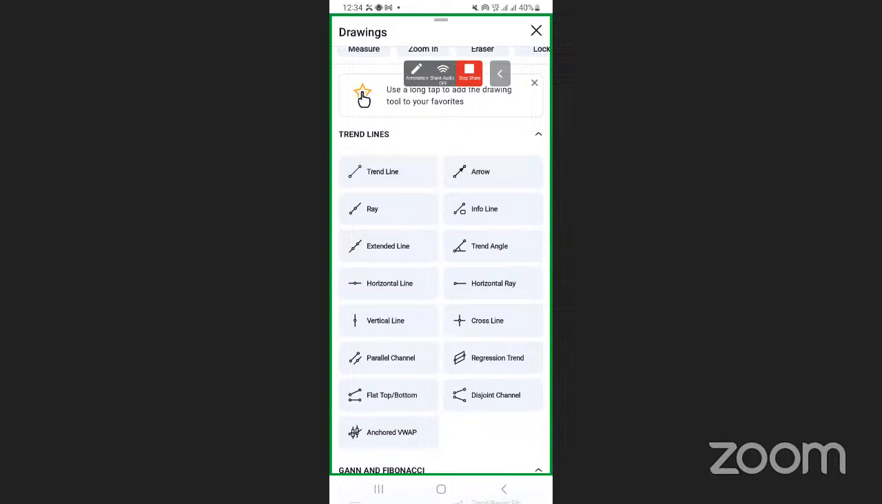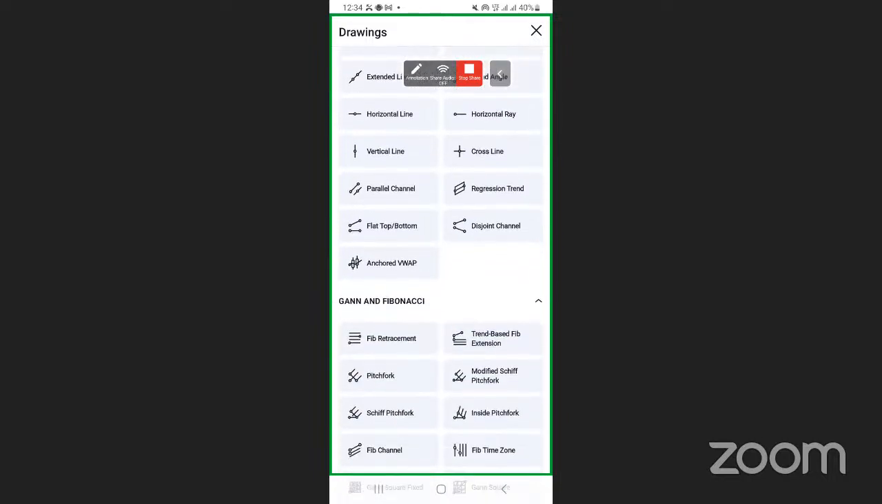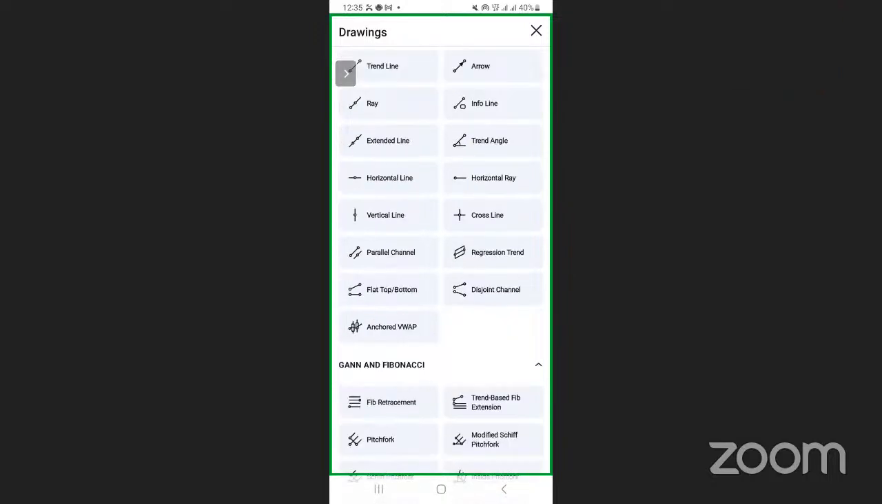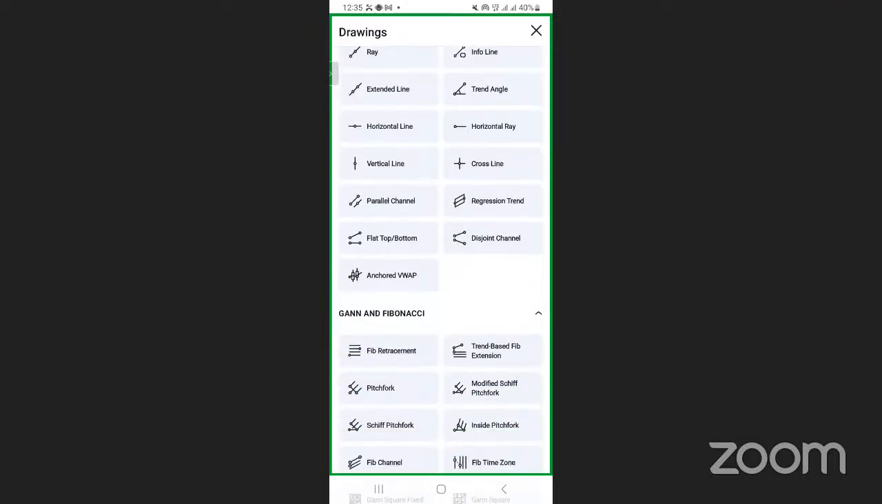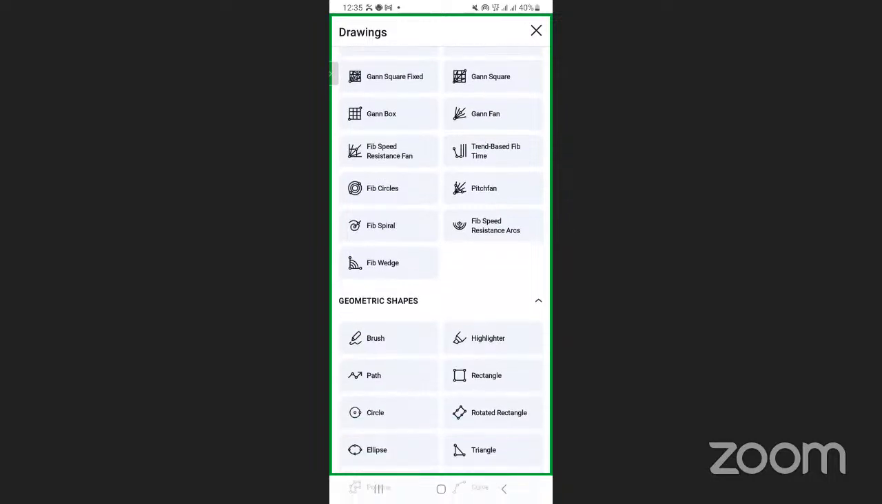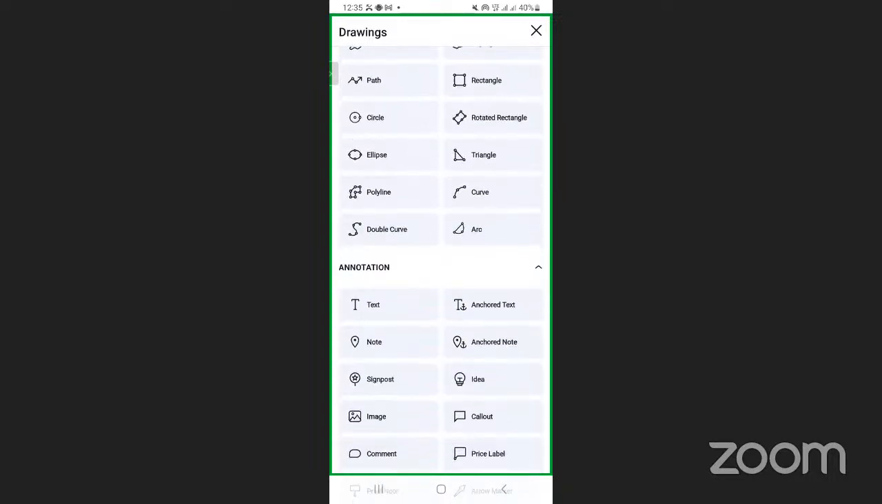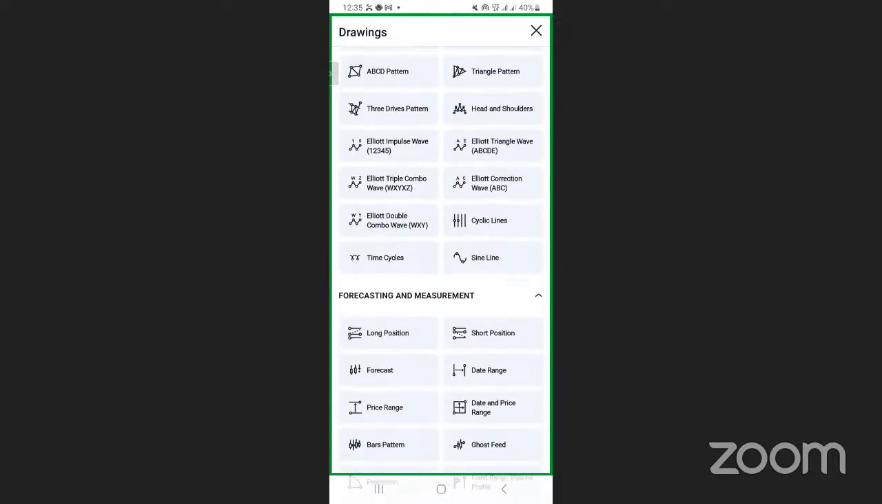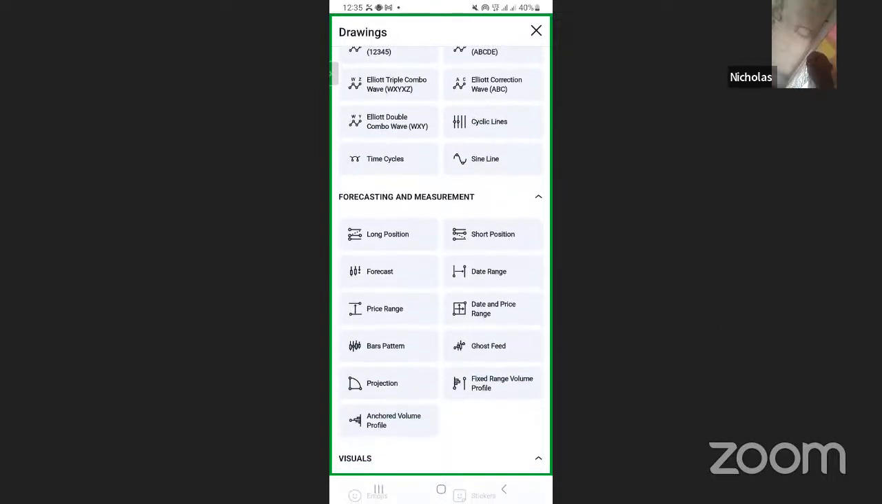You see very many things. You can add all these things on your chart. There is also this one, we are going to use it so much: the price range. This one we are also going to use.